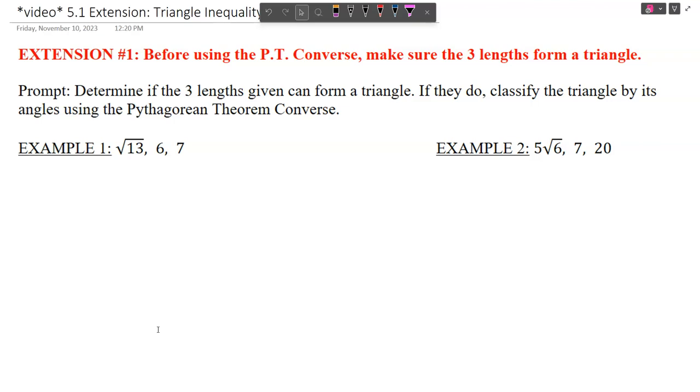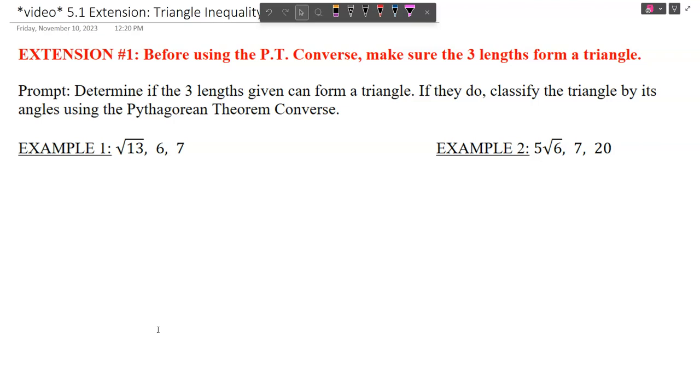Just to remind you, the triangle inequality theorem says that in order to have three side lengths make a triangle, the two shortest sides must always add up to be larger than the third side. In my class, we did an activity with straws or different lengths of things to see if some would be triangles and some wouldn't. Here's a problem where we're going to connect that with the Pythagorean converse.